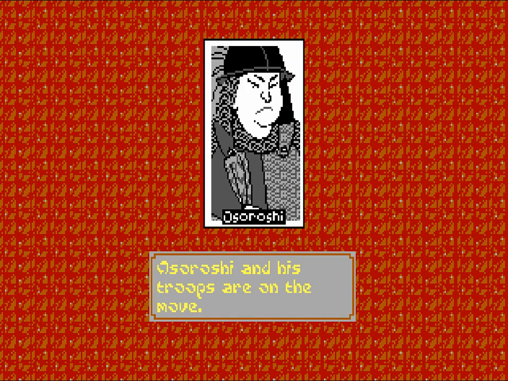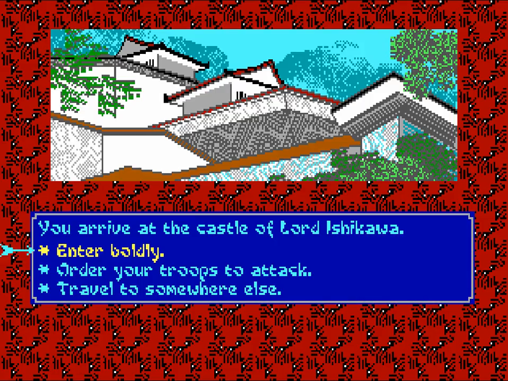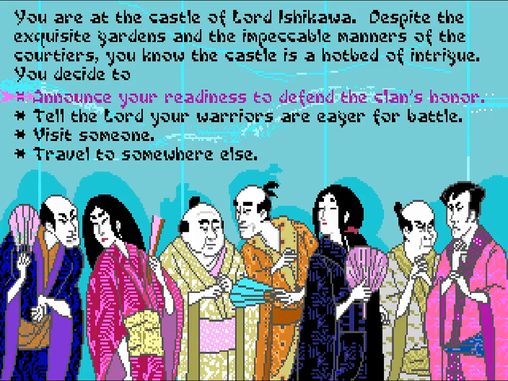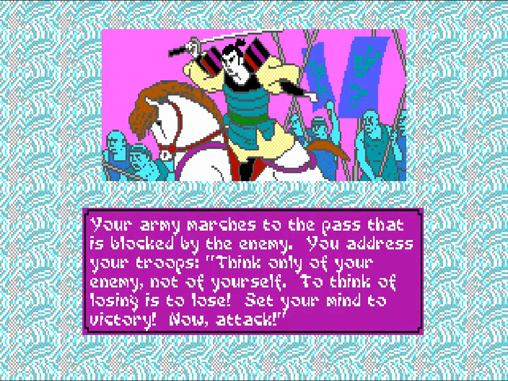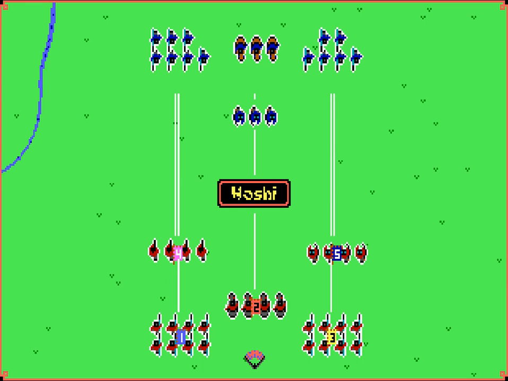And Osoroshi wants the mission, but he sat on his butt for a day, or a week, or a month, or whatever that was. Let's call it a month. Let's get in there. And our warriors are very eager for battle, I believe. Yeah, they are. To think of losing is to lose. All right.